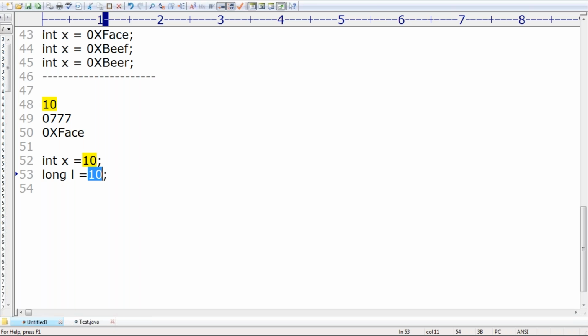Perfectly valid. Because the reason is, 10 by default is what type? Observe, this type of analysis must be required. Int type. Int means how many bytes? Only 4 bytes. But the 4-byte value I'm assigning to a long type variable. Long means how many bytes? 8 bytes. So in the place of 8 bytes, is a 4-byte value possible or not?